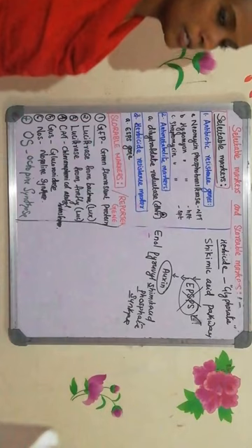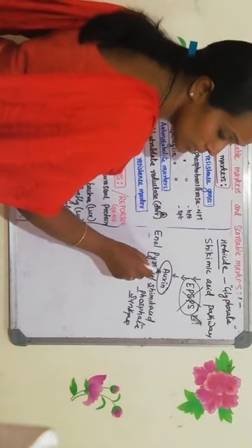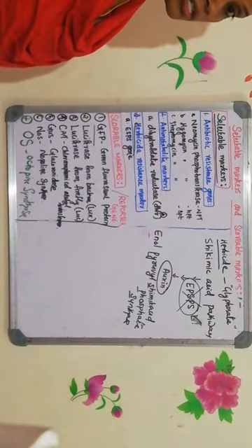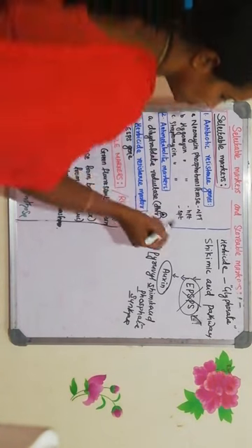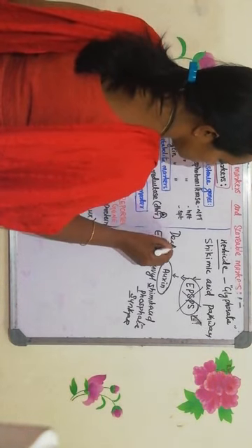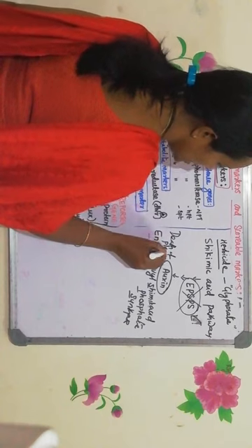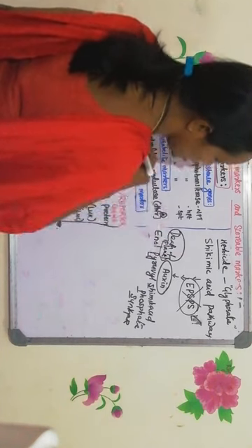If the EPSPS is blocked, what will happen? The plant cannot synthesize auxin. If auxin is not synthesized, the plant cannot survive. So that leads to the death of the plant. I think all of you are getting cleared by understanding the process.